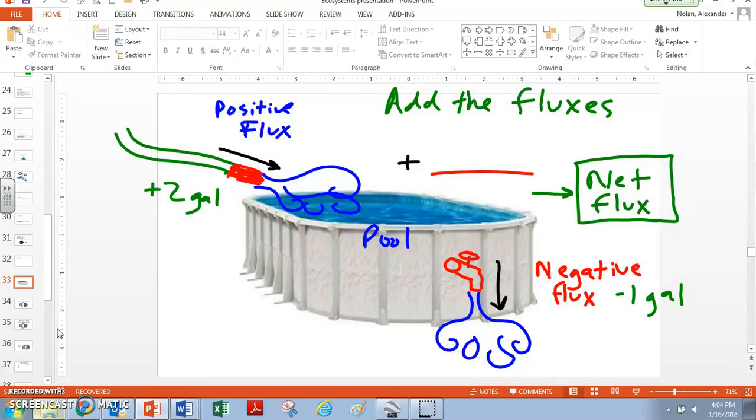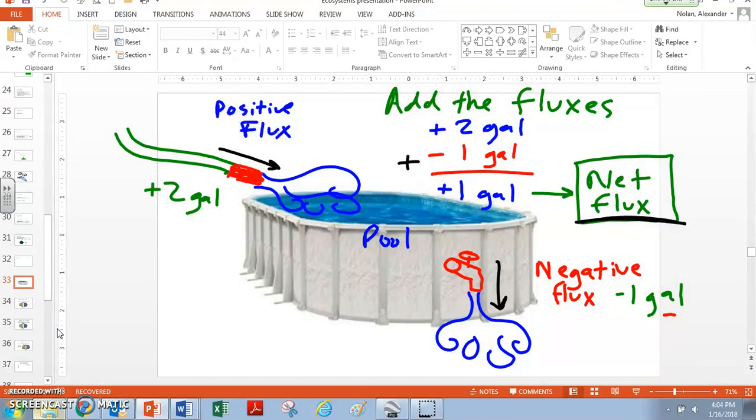So what I would do here in this case is take my positive flux, my plus 2 gallons, and exactly as I did before, add my negative flux, my 1 gallon, which we see down here. The difference I end up with is plus 1 gallon, because plus 2 plus negative 1 equals 1 gallon. And once again, my 1 gallon is my net flux.